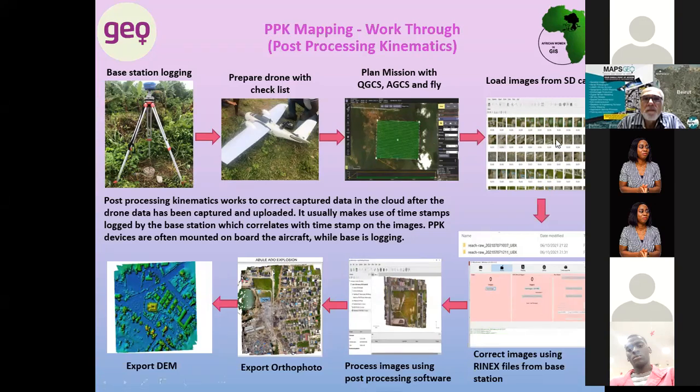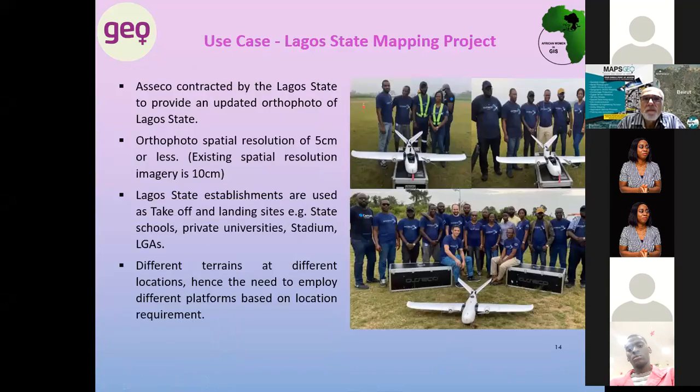We load the images after the drone has captured, and we've logged our correction data using the GNSS receiver. You download your images. Before you upload into the post-processing software, you should correct the images. You correct the images, and then you upload them into the post-processing software. You generate your orthophoto, and then you can also export your DEM.